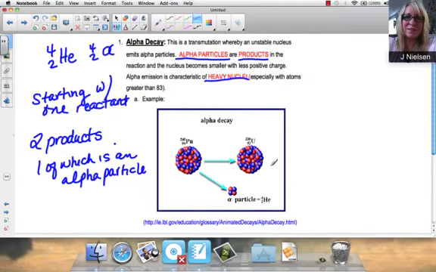And remember, I'm going to write it up here, 4,2He. So this was emitted as a product. Remember that the mass and charge on the right must equal the mass and charge on the left. So if you have a mass of 240 here and the mass of He was 4, then this mass had to be 236. If Pu has an atomic number of 94 and He has an atomic number of 2, then this number had to be 92. Then we would go to our periodic table and look up element number 92 and find out that it's uranium.